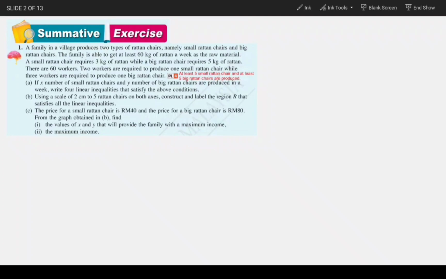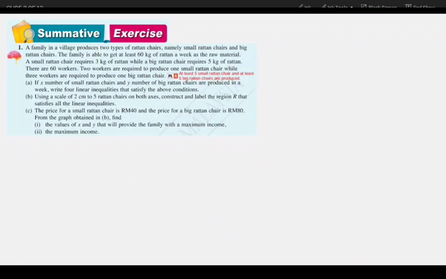And there is some additional information for this question. At least 5 small rattan chairs and at least 5 big rattan chairs are produced. A. If X number of small rattan chairs and Y number of big rattan chairs are produced in a week, write 4 linear inequalities that satisfy the above conditions.